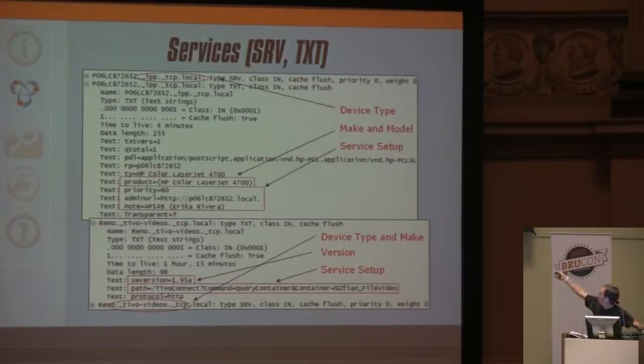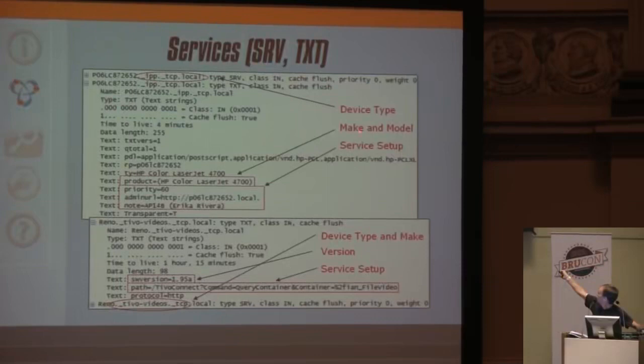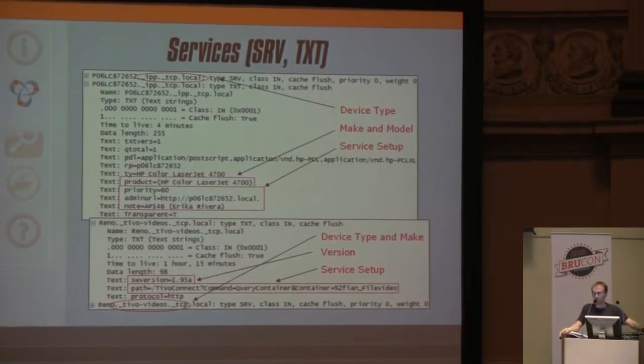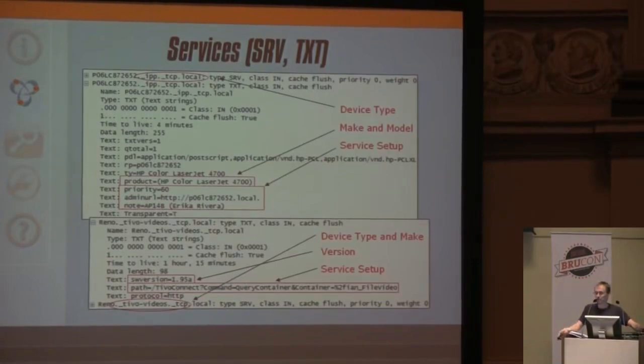And when it is able to get the device type, it can then reach into the text record and get a make and model. HP Color LaserJet 4700. There's service setup information for pMap, an admin URL, a note that, they're very nice, they were including the building that the printer is in, as well as a person that has a relationship to the printer, either sitting next to it or servicing the printer. So it's just kind of a gift that just keeps on giving.